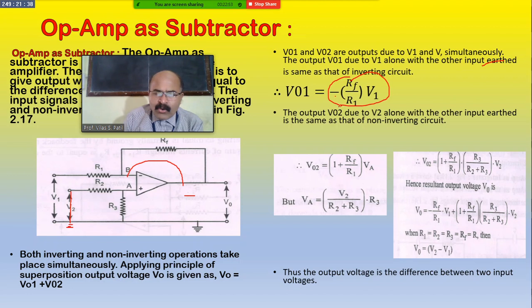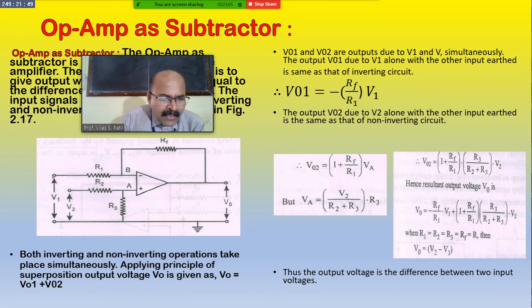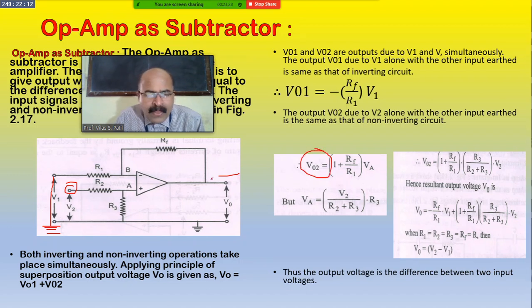Again, we have to calculate V02 when V2 is present and V1 is grounded. That is, V1 is connected here and grounded, and only V2 is present. The output will be known as V02. Then what is V02 here? V02 is equal to 1 plus RF divided by R1 into VA.